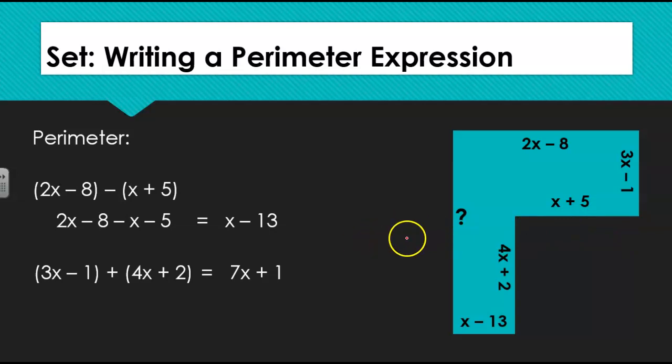So when we do that, we're adding our 3x's that we have here. Again, we're combining like terms. We're combining our terms with our variables. 3x's plus 4x's gives me 7x's altogether. -1 plus +2 gives me +1. And now I have the value for this left vertical side length.